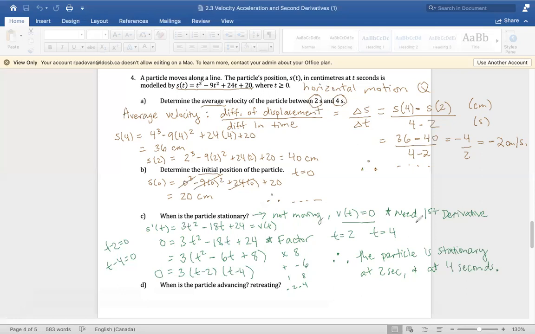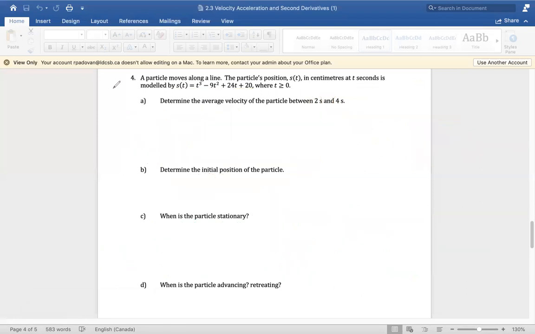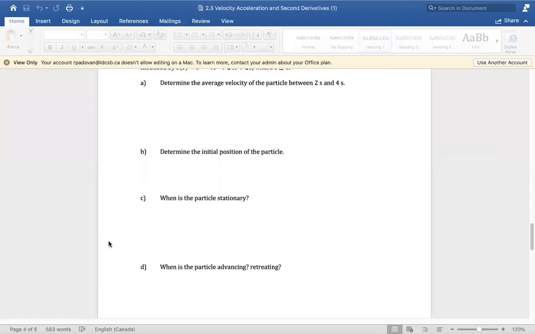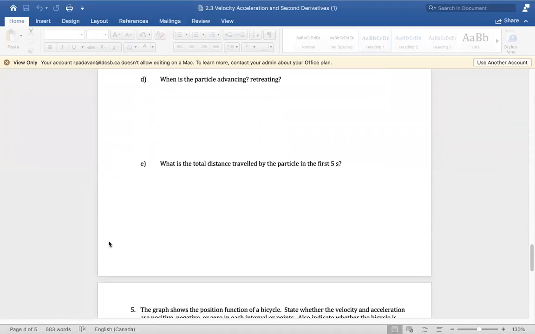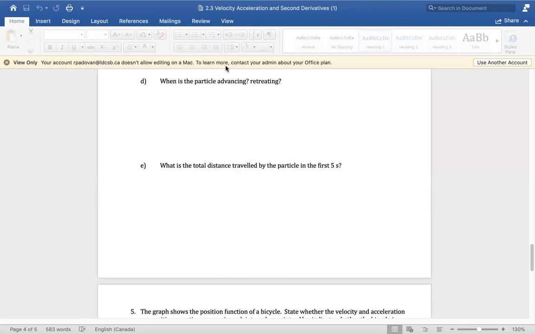So let's head into D here. When is the particle advancing or retreating? If we're talking about advancing or retreating, we're talking about kind of what I was saying there in C, taking a look at where I am along the line.